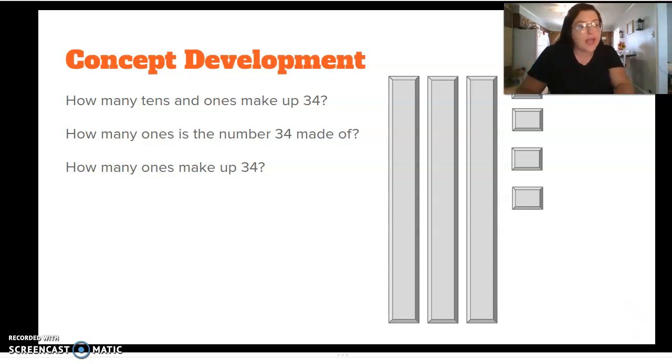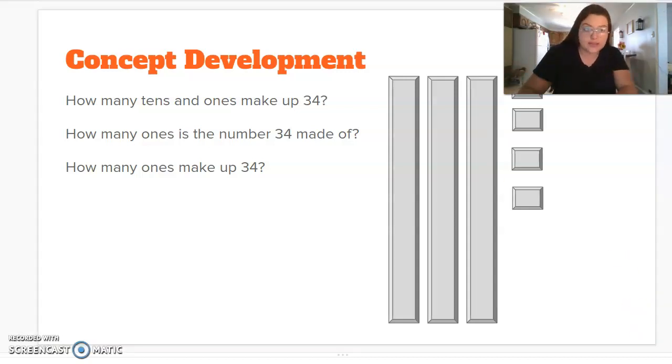Now remember, when they ask you how many tens and ones, that's when you say 3 tens, 4 ones. When they ask you just for ones, that's when you just say the total amount, because all of that number can be broken up into just ones. So there could be 34 ones. If they ask you for tens and ones, then you could have 3 tens, 4 ones.